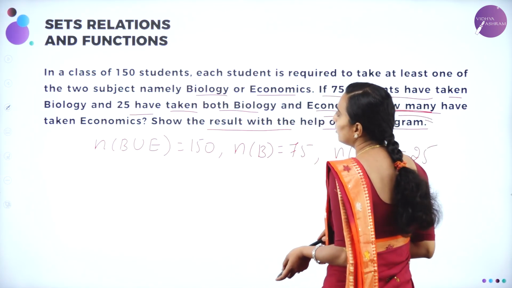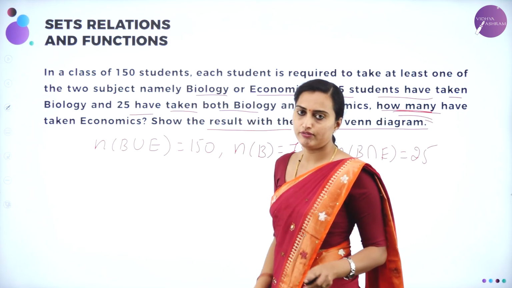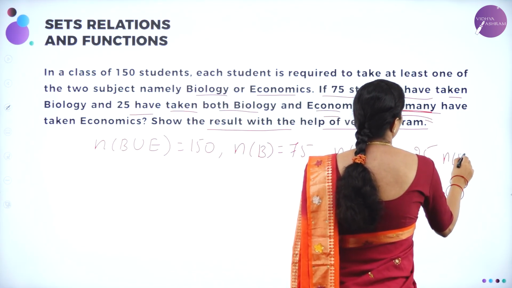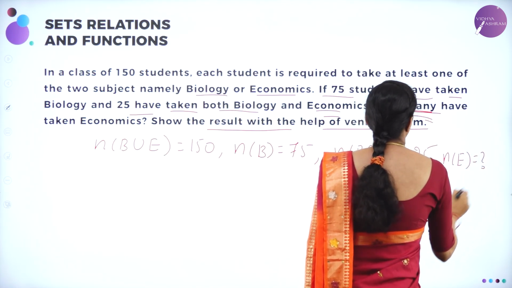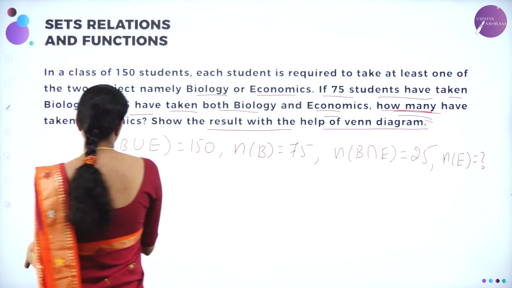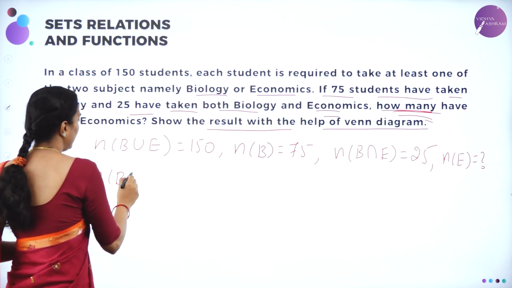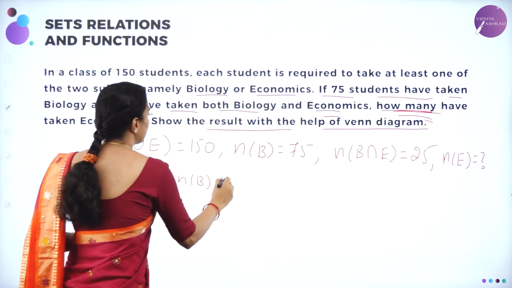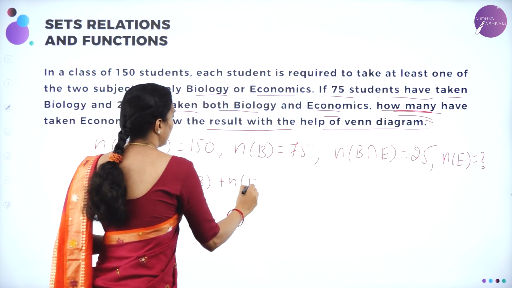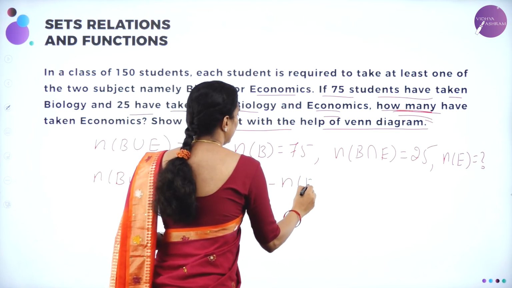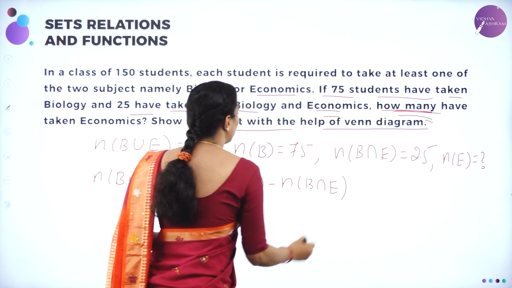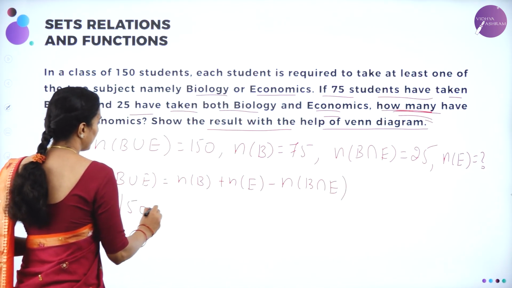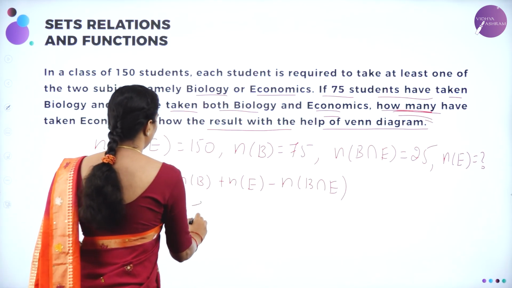How many have taken economics itself? Economics means we need to calculate N of E. You can calculate by using the formula. What is that? N of B union E is equal to N of B plus N of E minus N of B intersection E. Substitute. What are you going to get? N of B union E is 150, equal to N of B, 75.